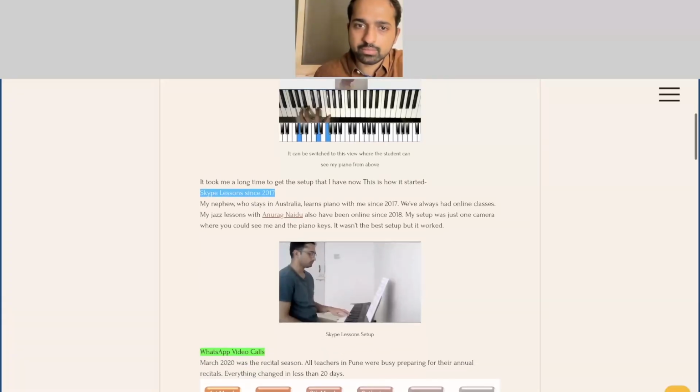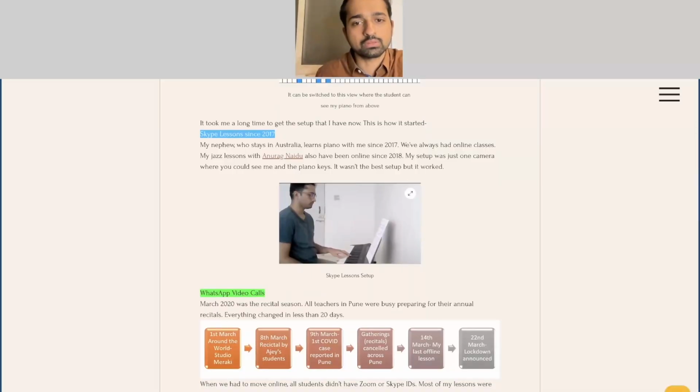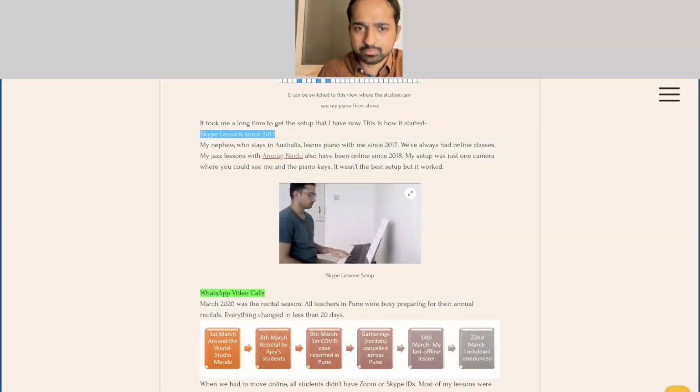So it took me a long time, and like I said, when I was teaching initially and learning initially with Anurag, I had a basic setup where I just had the computer in front of me and the piano. That's it, basic setup.